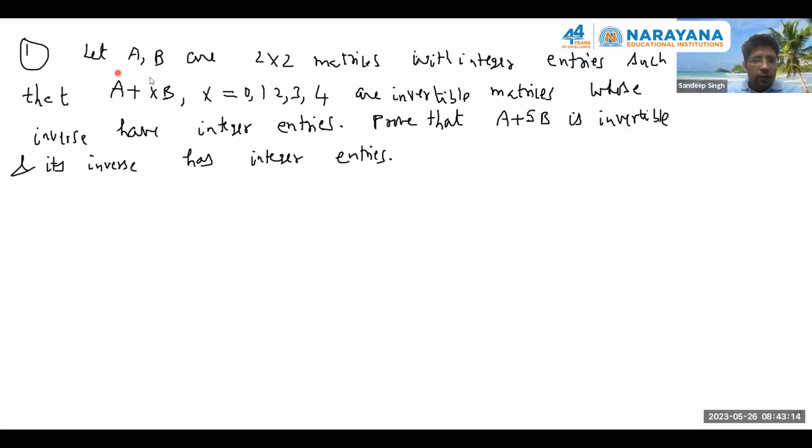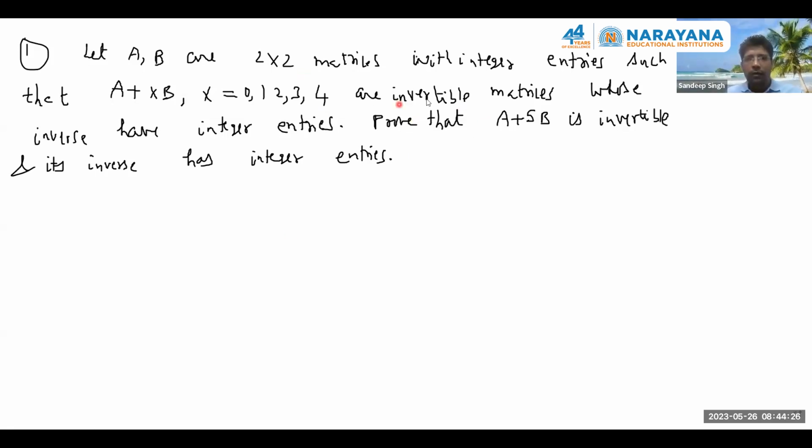So let me again read the question for you. A and B are 2 by 2 matrices such that these matrices are invertible. Is that clear now? Yes, sir. That means A plus B, A plus 2B, A plus 3B, A plus 4B are invertible. By mistake I wrote this equal to 0. Now you try.